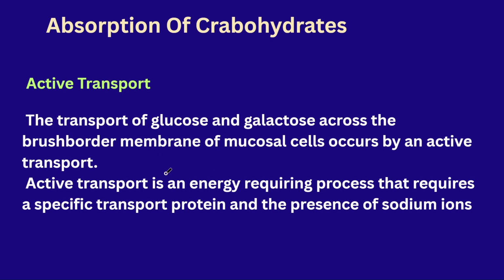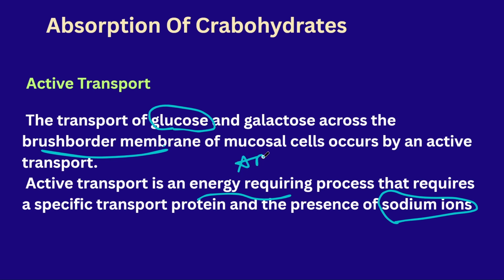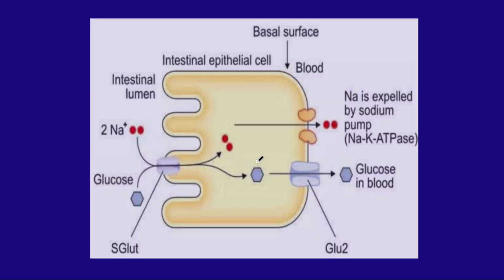Next, active transportation. In active transportation we require ATP. I said the energy is required for active transportation. Here the glucose is entering into the brush border membranes. That means from the intestine the glucose is entering into the membrane, and from the membrane it is entering into the bloodstream. In this process we require sodium ions and also ATP. So ATP is very important.